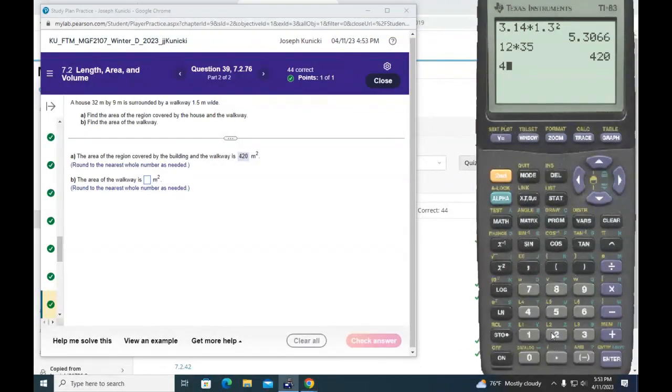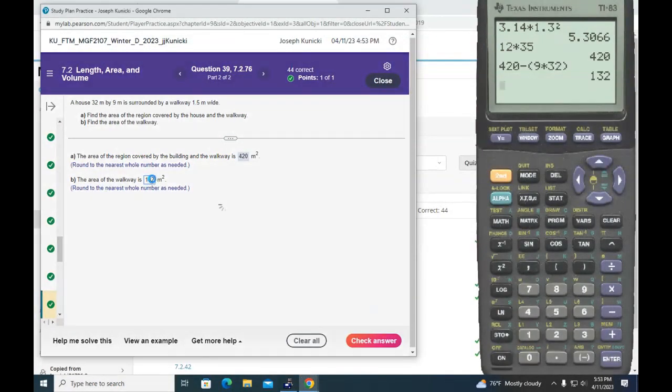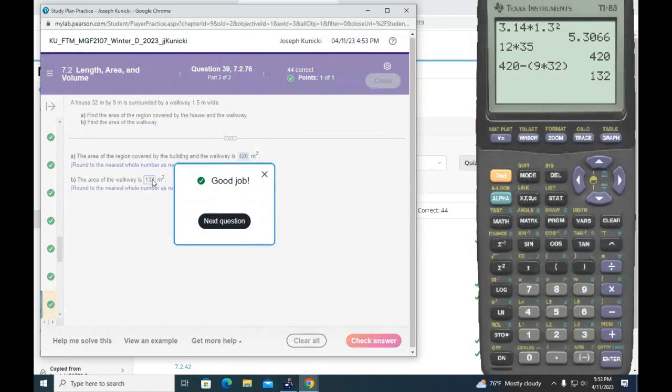So it's 420 minus 9 times 32. In other words, I'm subtracting the white rectangle in the middle. So that leaves 132 for the shaded sidewalk. Make sense? Yay, we did it.